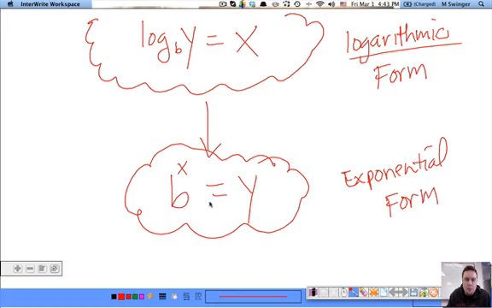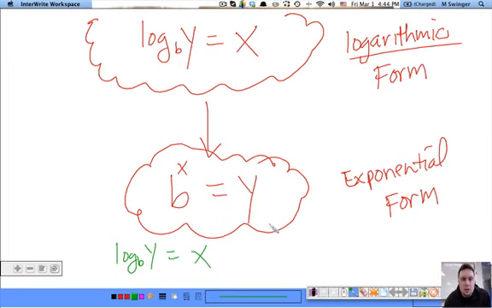So kind of be able to switch back and forth. If you see this, you should be able to say, okay, log base b of y is equal to the exponent. The log is equal to the exponent, which is, in this case, x. Okay? Be able to go back and forth. This is how you're going to be able to solve your log problems.